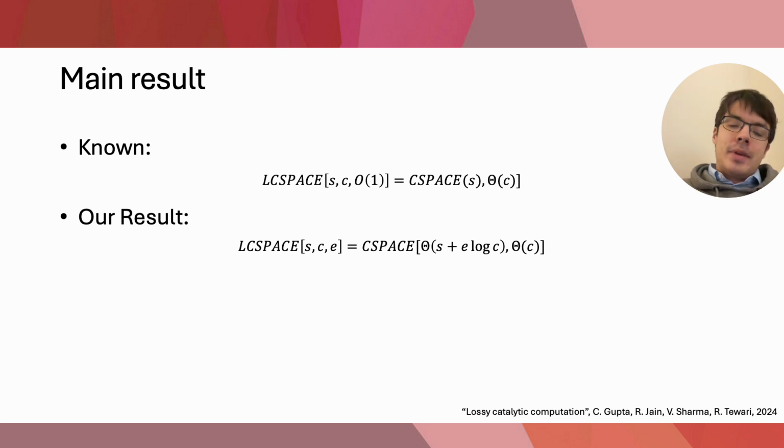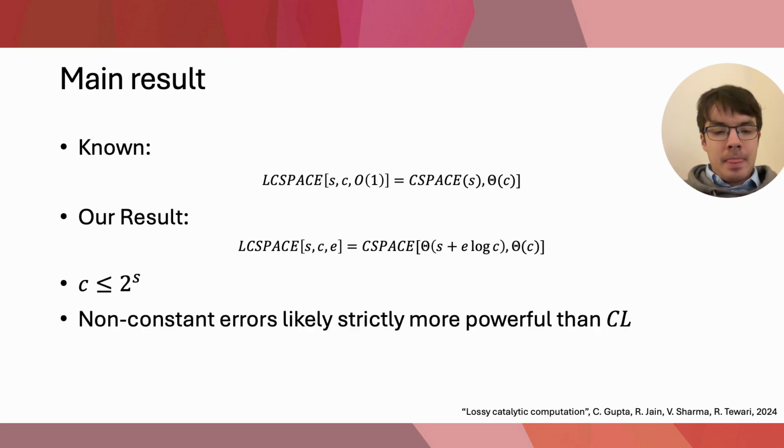One may think about this in many ways, but perhaps the most significant part is that errors are not a new independent currency of computation, as one might expect. Instead, errors somehow are just another form of space, at least in this model. It is important that we have some restrictions on the parameters. For example, we require that C is no more than exponential in S.